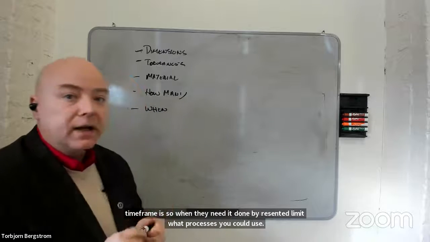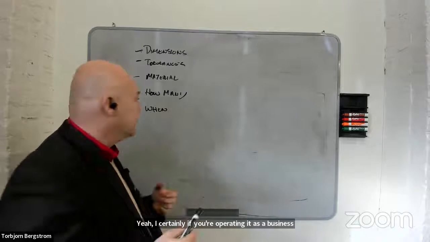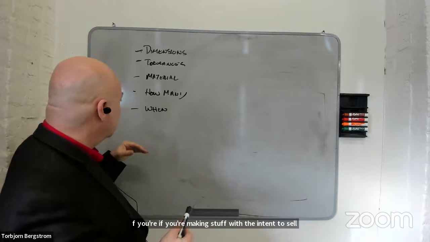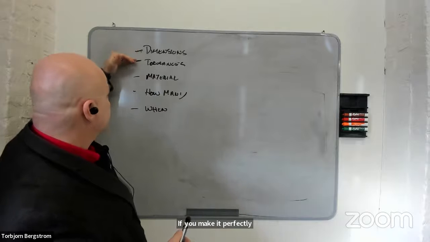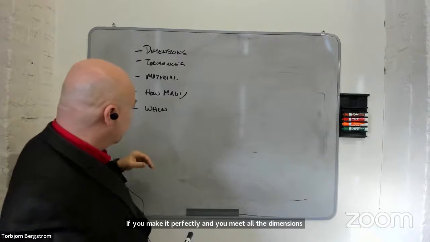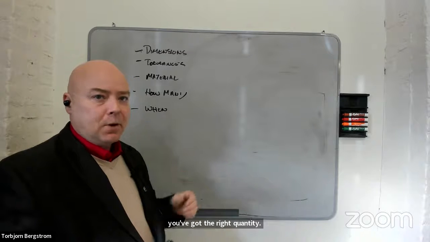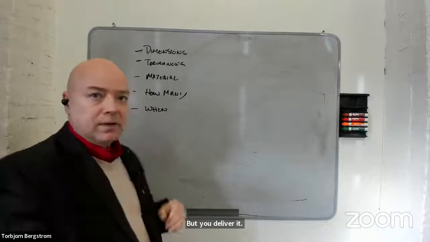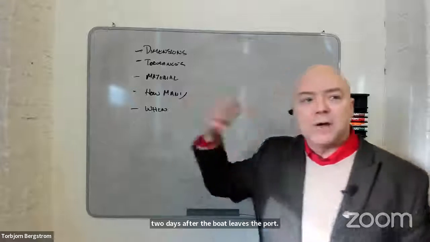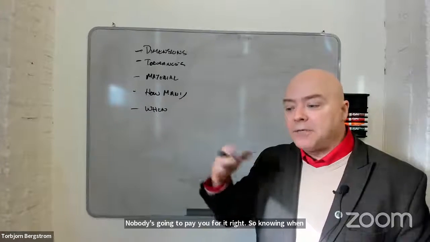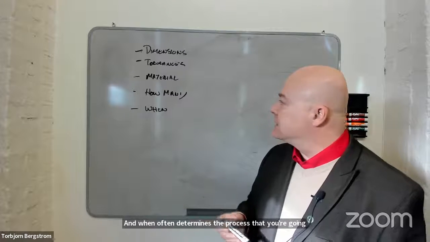Yeah, certainly if you're operating it as a business, if you're making stuff with the intent to sell it to people, so you're doing manufacturing in that sense, if you make it perfectly and you meet all the dimensions and tolerances and you've got the perfect material and you've got the right quantity, but you deliver it, say you're making a part for a boat and you deliver it 2 days after the boat leaves the port, nobody's going to pay you for it, right? So knowing when and knowing whether or not you can do it, and when often determines the process that you're going to use. Is there anything else that's really critical there?